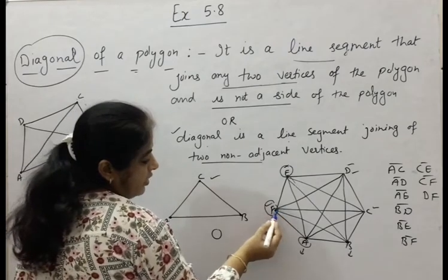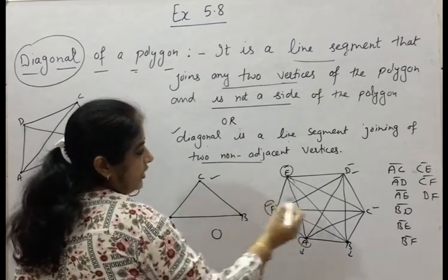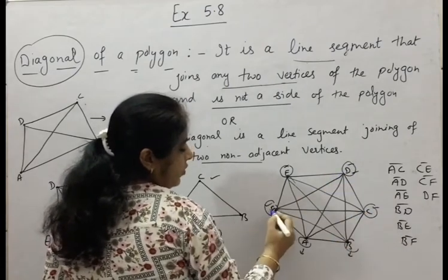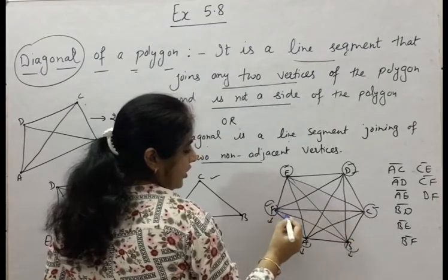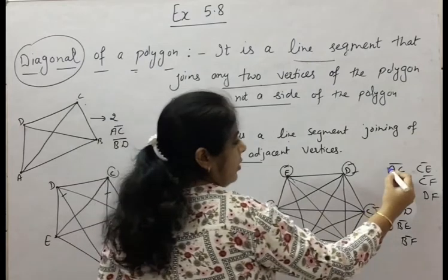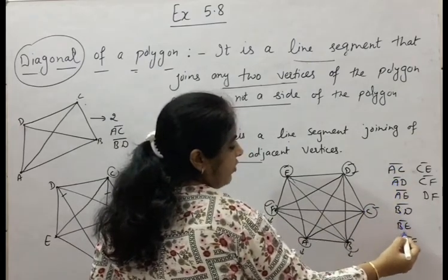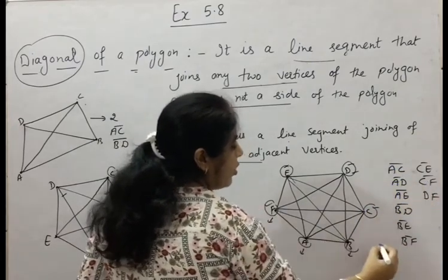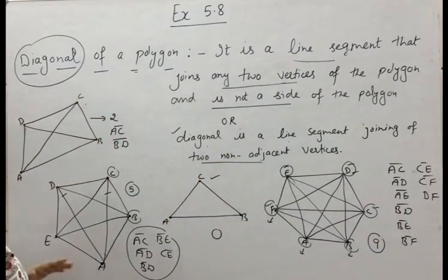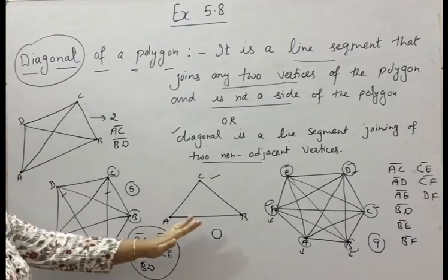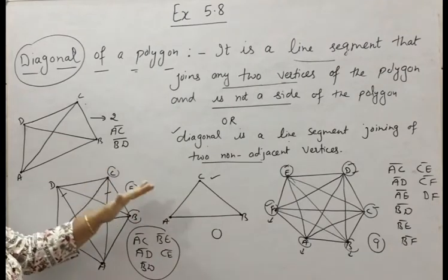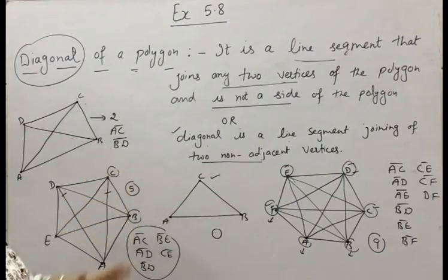Now come to F. Adjacent vertices A and E. So non-adjacent are these. FD joined already, FC already joined, FB already joined. So we have all these diagonals. So count it. 1, 2, 3, 4, 5, 6, 7, 8 and 9. So how many diagonals does a hexagon have? 9. So we get the diagonals of different polygons. In the same way you can find the diagonals of octagon, septagon, like this.